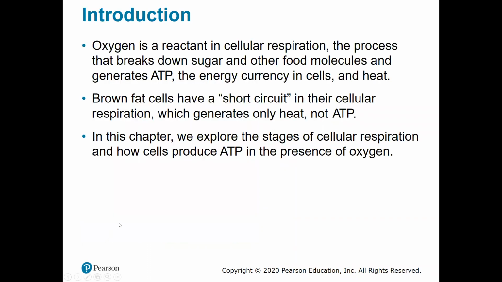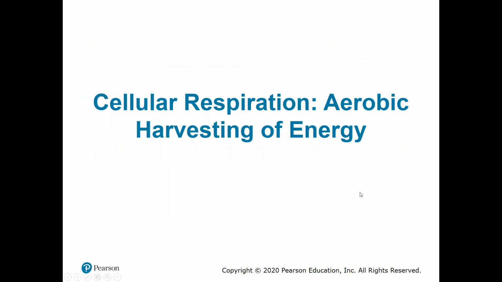So as an introduction, oxygen is a reactant in cellular respiration. It's needed to start the process. It helps break down sugar and other food molecules and generates ATP, which is the energy currency used in cells, and it releases heat. So in this chapter, we're going to look at the different stages of cellular respiration and how cells produce ATP in the presence of oxygen, and also what happens if oxygen is not present.